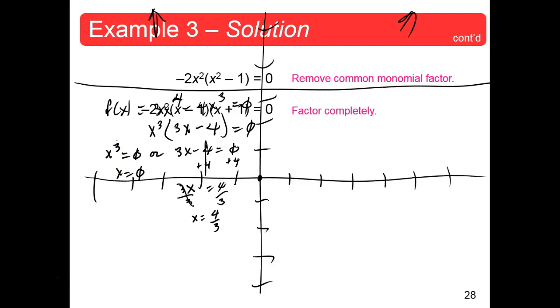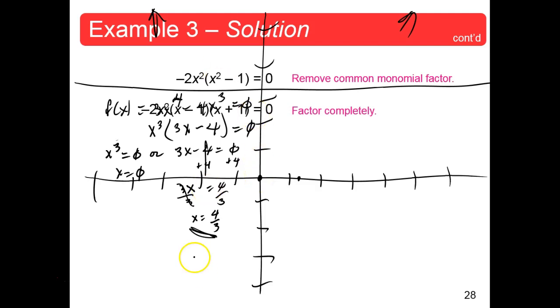Next. Where's the next one? Four thirds. That's a little bit more than 1/3 of the way to 2. So there's your next 0. That's a single 0. Okay? The end behavior's out there. Hey, folks, you can almost draw the graph just from that.